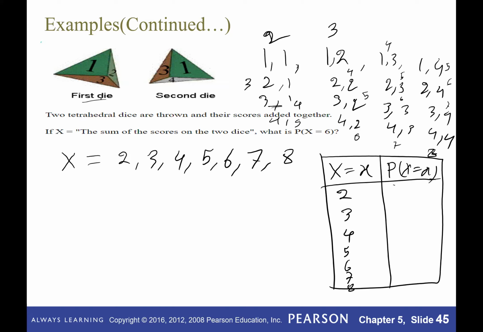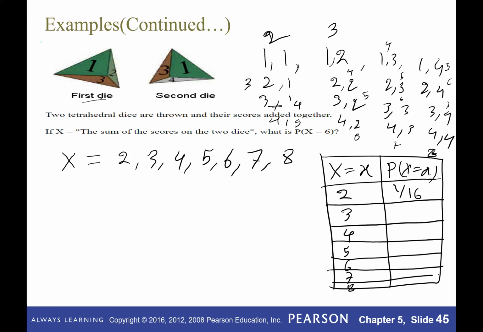Corresponding to 2, we have a total of 16, so this is 1 over 16. Then corresponding to 3, this is 2 over 16. This is 3 over 16. This is 4 over 16. 3 over 16, 2 over 16, 1 over 16. So this is the probability distribution.